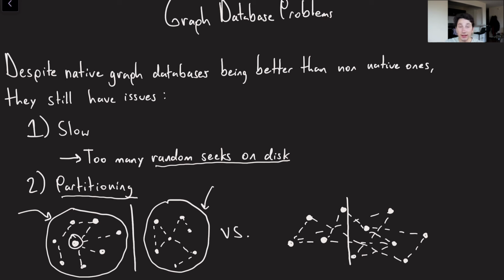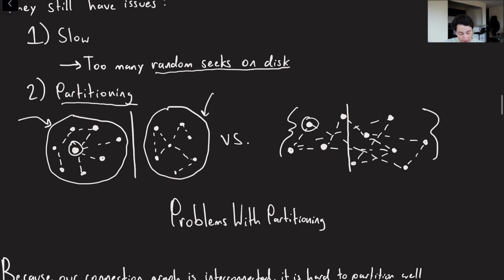However, in reality, the LinkedIn social graph is probably highly connected, right? In reality, we can see that it's very intertwined over here, and there's not really any good way to split it up, such that if I want to find the mutual connections for this guy, I can only read one partition. Now that is going to be a problem.